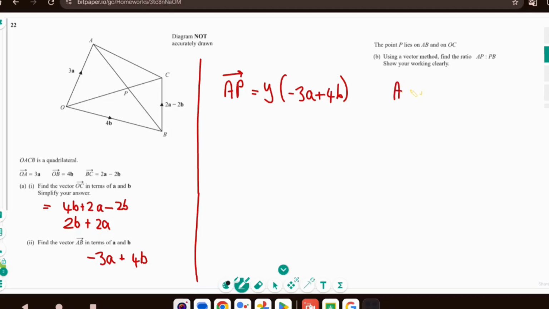Okay, how else can we find A to P? If we look on our diagram, A to P is A to O, O to P. Okay, well we know A to O, that's fine. A to O is minus 3A. We don't know O to P, but again, we know it's part way along the line. I'm going to use X because this will be different to your Y. O to P is a fraction of the way along the line of O to C. And O to C we found.